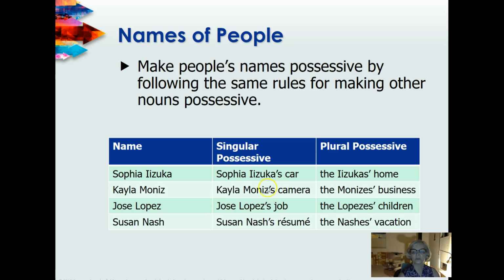See that? Even though it looks weird, it ends in an S sound. But since it's only one person, remember the rule? It gets an additional S. However, when we have plural, then we go ahead and add only the apostrophe and no additional S. So, how does it work for your name?